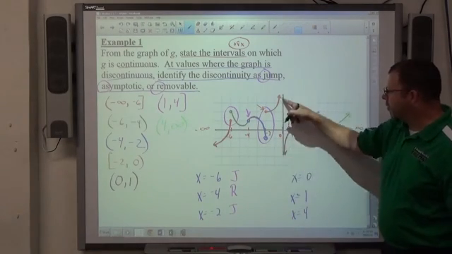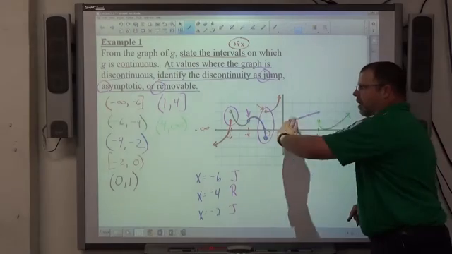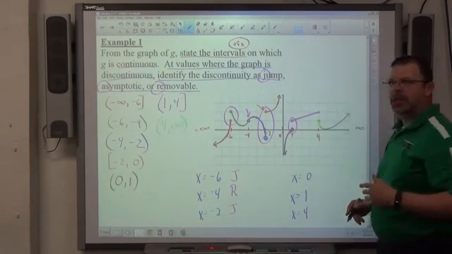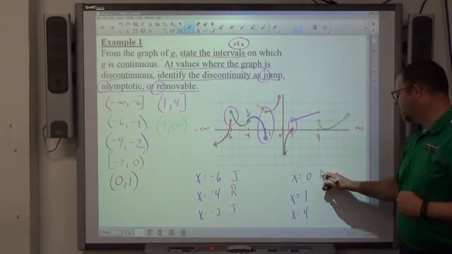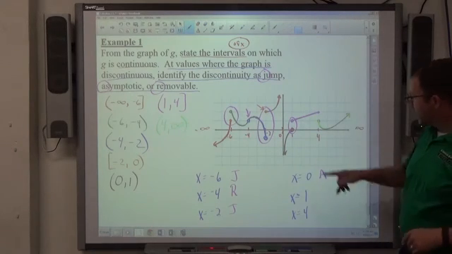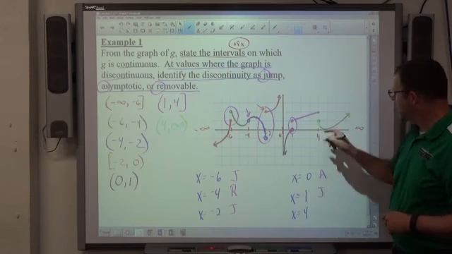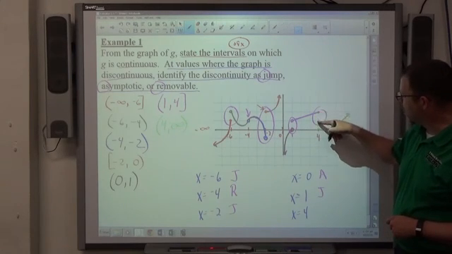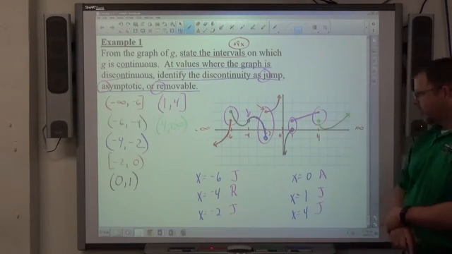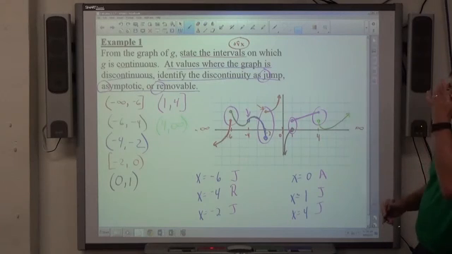The only asymptotic one we have here is this. If the graph goes straight up or straight down, we're looking at an asymptote. That would be an asymptotic discontinuity. Once again, this is a jump because it goes from one value to another. The same thing here. For one value of y, it jumps to a different value of y. So that's what we look for.